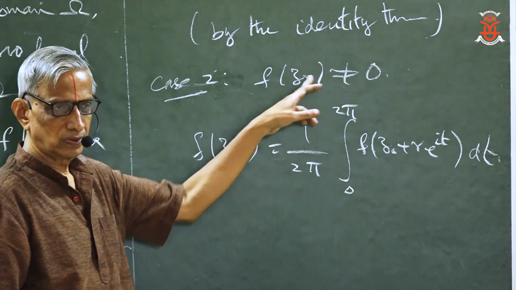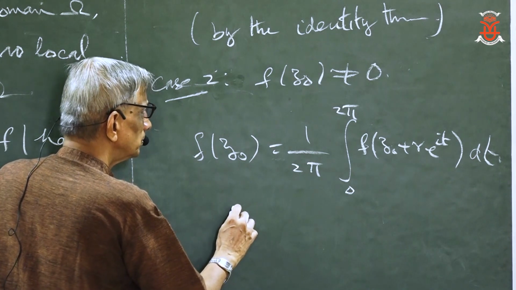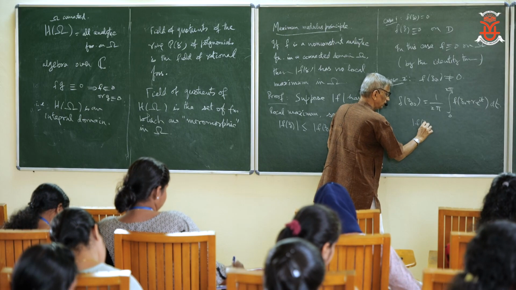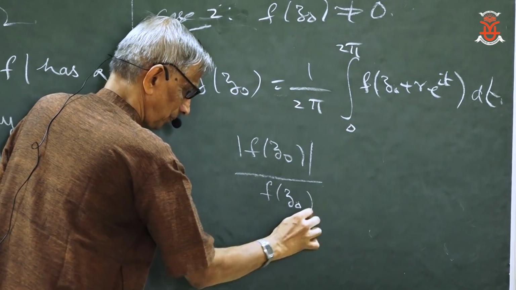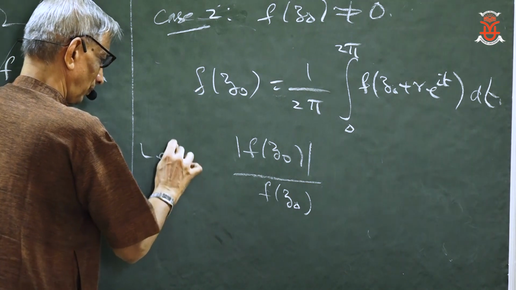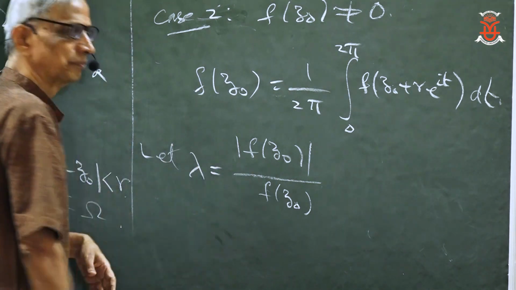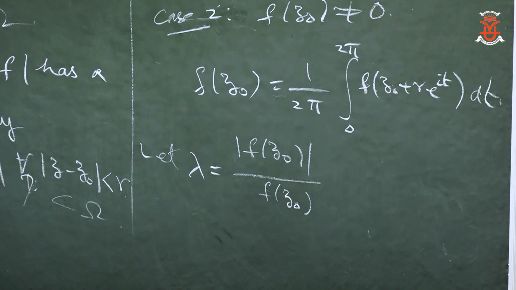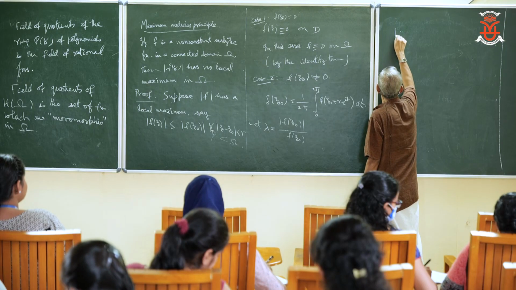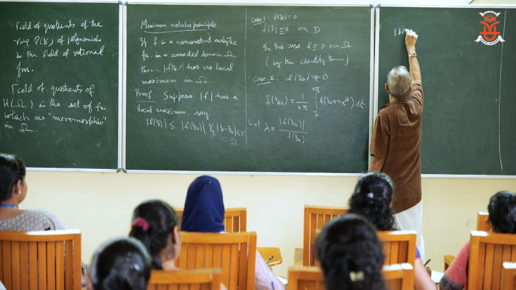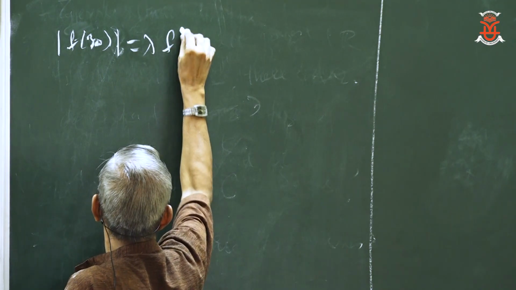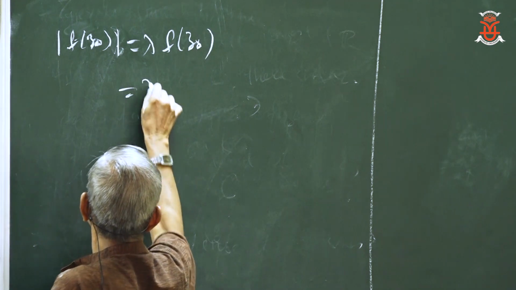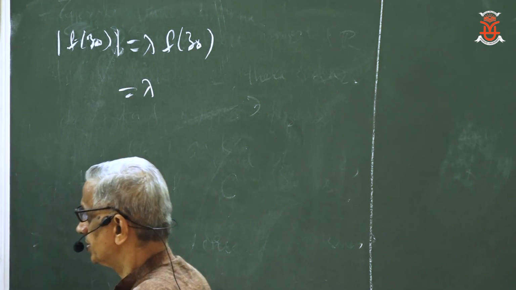So f(z naught) is non-zero by assumption. So we look at mod f(z naught) by f(z naught), the sigma function. So call this lambda. This makes sense because f(z naught) is non-zero. So mod f(z naught), therefore, is lambda times f(z naught), lambda times this integral.